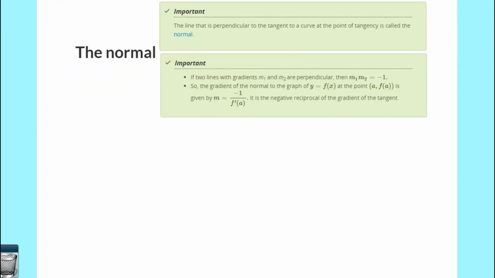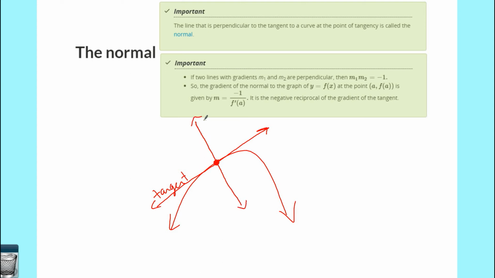So the normal is just the perpendicular line to the tangent. Here we have our normal function. Here we have a point. Here we have a slope. That's the tangent line. If I want to do it perpendicular, this is going to be my normal.